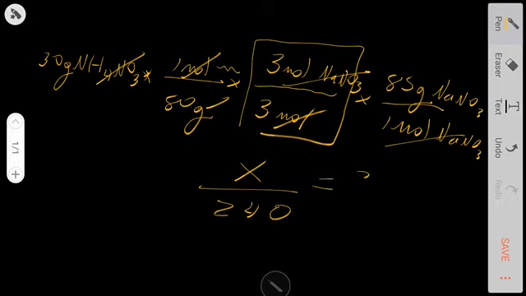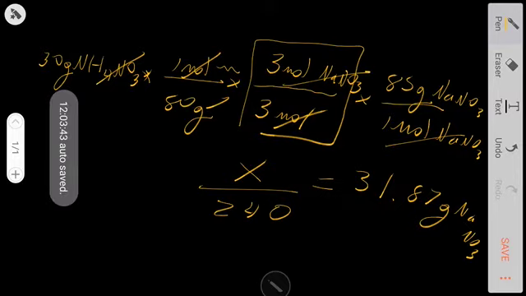Your answer should be 31.87 grams of NaNO3. Believe it or not, we are now only halfway done with answering A.